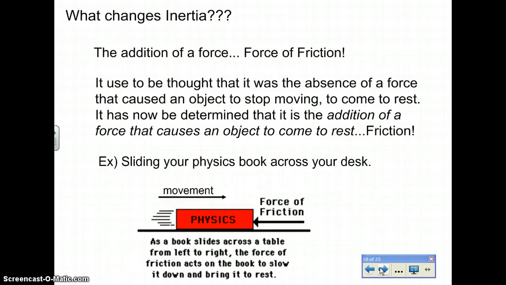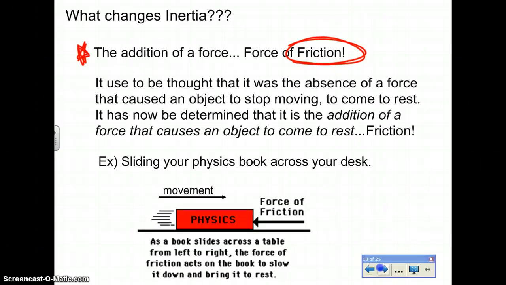Okay, next one. What changes inertia? What changes inertia is an addition of a force. That additional force is called friction. Friction works opposite direction of motion. You need to know that. Friction works opposite direction of motion. So on a free body diagram, force of friction would be opposing applied force.